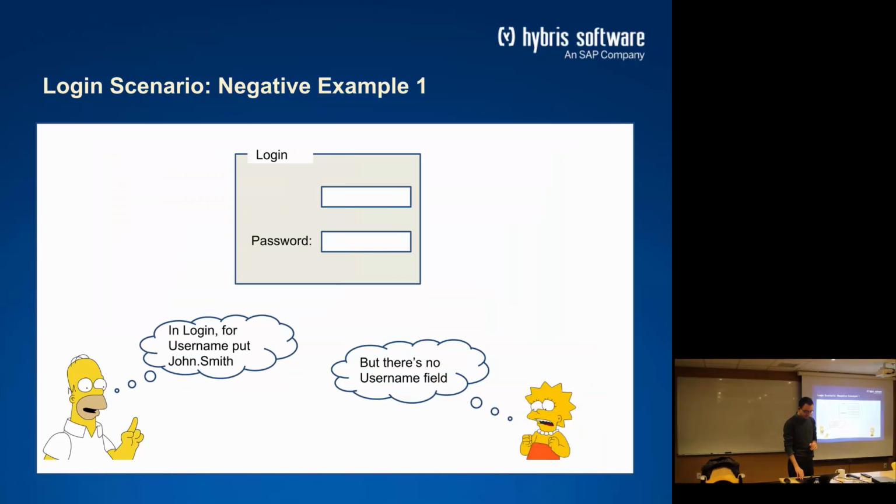Now, these can also support negative tests when the actual defects happen, right? So let's say we had a login form that didn't have the username. If Homer tells Lisa on the phone that in login for username put John Smith, she will say, but there is no username for it, right? That is an actual defect.